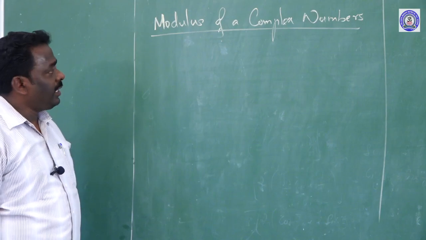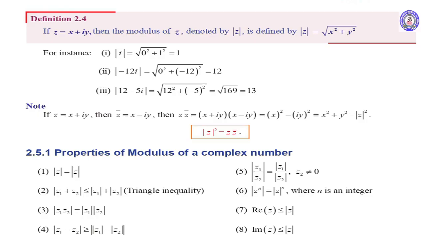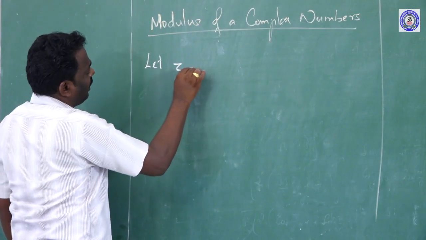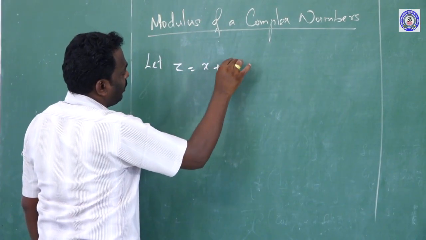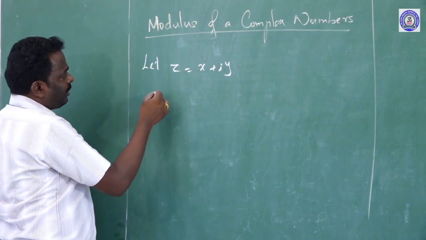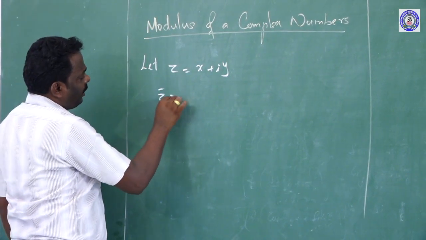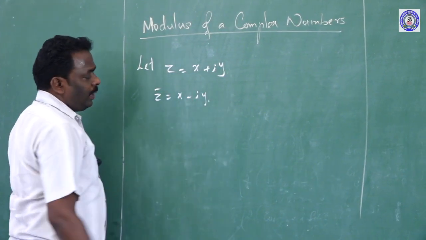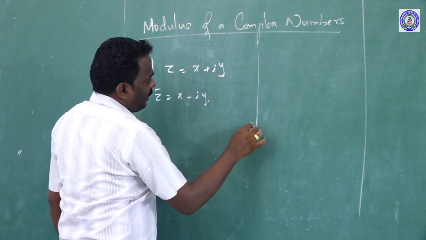Okay, dear student, the next topic is the modulus of a complex number. Now let us consider it. First, z is a complex number, x plus iy. So we know z bar is equal to x minus iy. Now let us find its modulus.